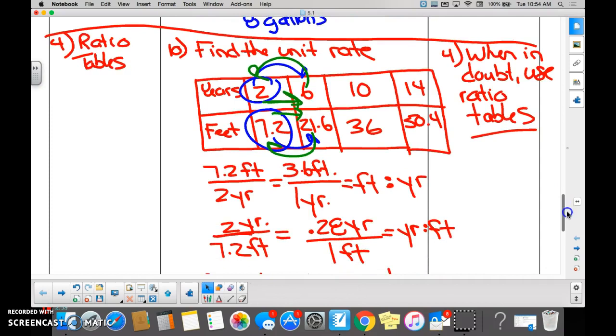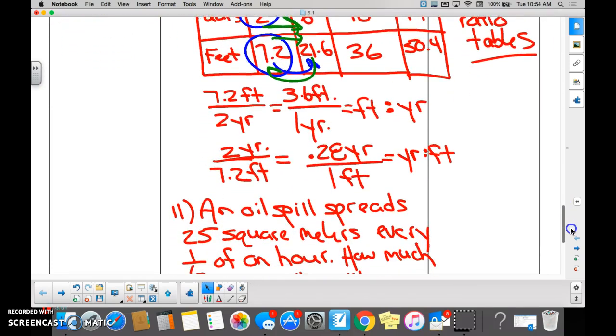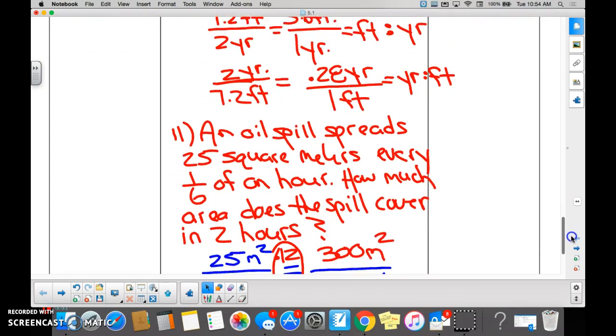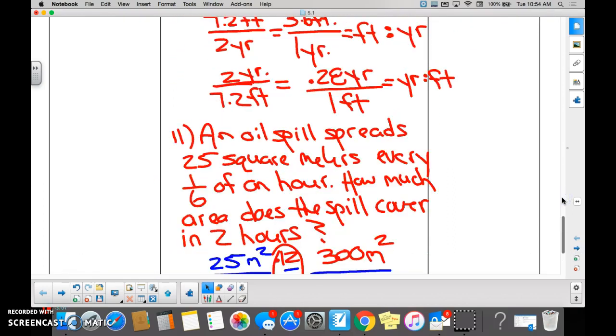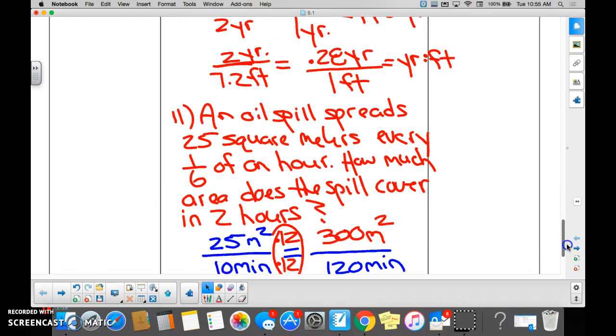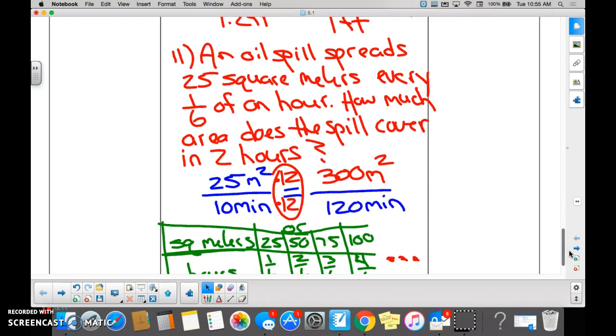And then down here below, the last problem, we talked about our oil spill. We set up 2 different things. We set up a proportion using our information. So an oil spill spreads 25 square meters every 1/6 of an hour. We typed in all of the information we knew. We knew that 25 meters squared spread in 10 minutes, right? In 10 minutes, that's how far it spread. Yes or no? Yes. We also could say 1/6 of an hour, but we converted 1/6 of an hour into 10 minutes. We knew that.